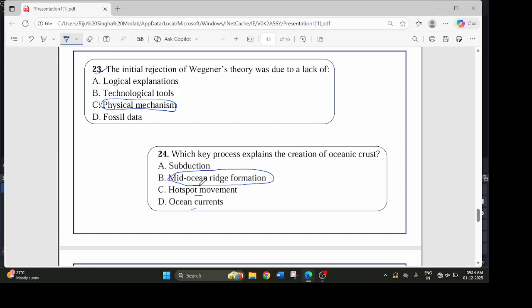At a mid-ocean ridge, magma rises from the asthenosphere zone, cools and solidifies to form new oceanic crust, and this process is called seafloor spreading. When two plates move in opposite directions, in the middle portion there is a plume of volcanic eruption, and the magma solidifies into new landform in this region. So that's why the answer is mid-oceanic ridge formation.